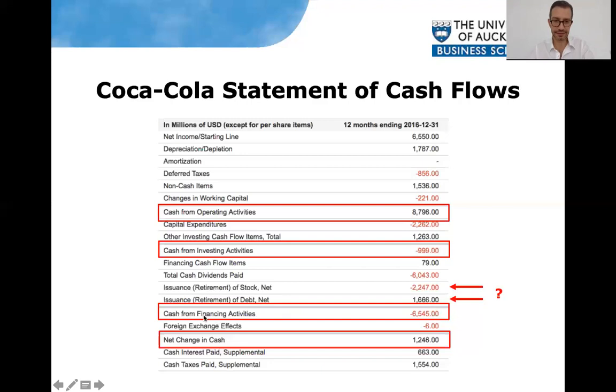And finally, the third item is the cash from financing activities. So here, for example, you can see that they paid $6 billion in dividends. So $6 billion has gone out from their account into their shareholders' account. They have also purchased, so they have retired, you see, retirements of stock for $2.2 billion. So this means that they've given $2.2 billion to their shareholders, and the shareholders have given them their shares. So the shares of Coca-Cola as a company, the number of shares has declined.